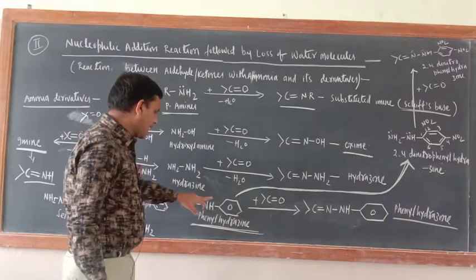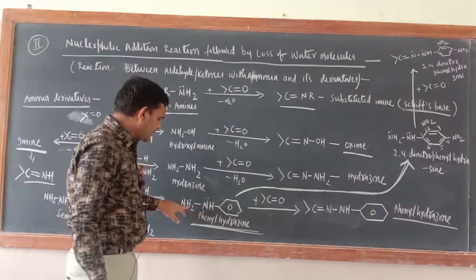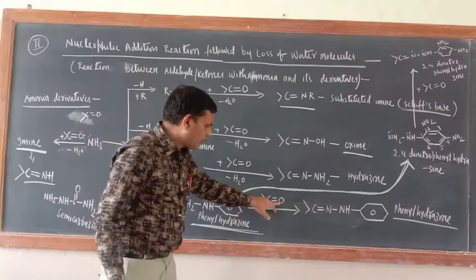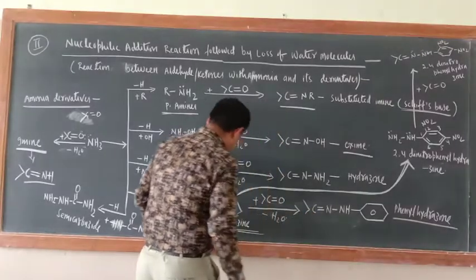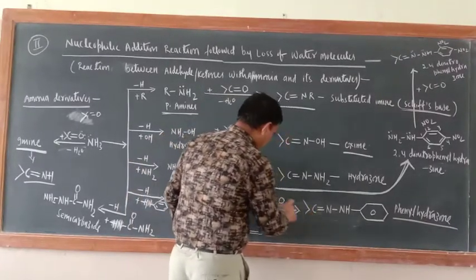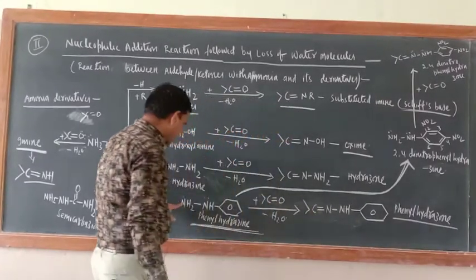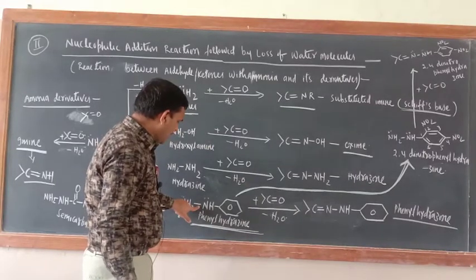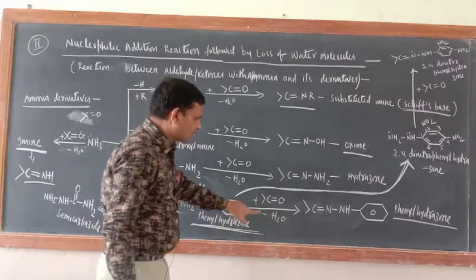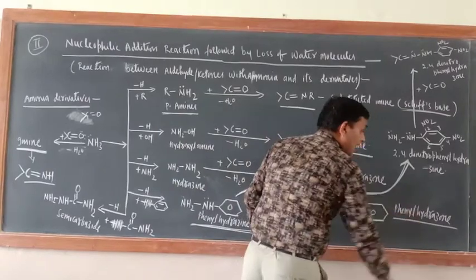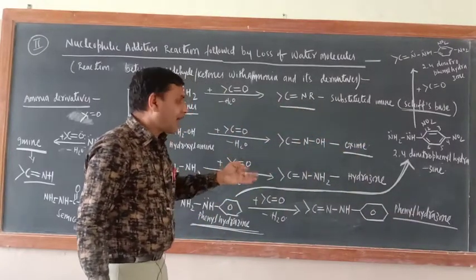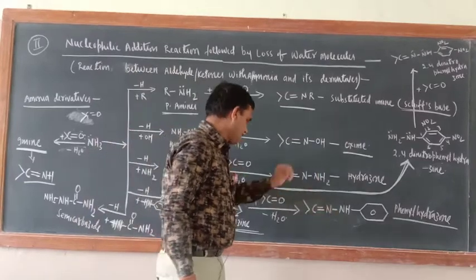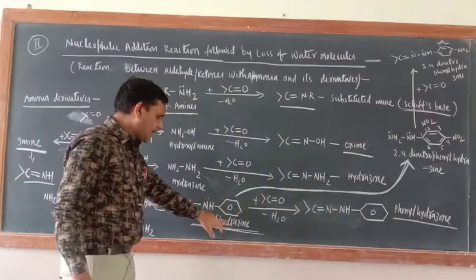So when aldehydes and ketones react with phenyl hydrazine, H2 of this one and O of this one, here also minus H2O. So what would be the product? C double bond from here and rest everything, and single bond NH and this one. What would be the name? Phenyl hydrazone. Means in place of hydrazine, hydrazone. This will be the product. Now this is phenyl hydrazine.